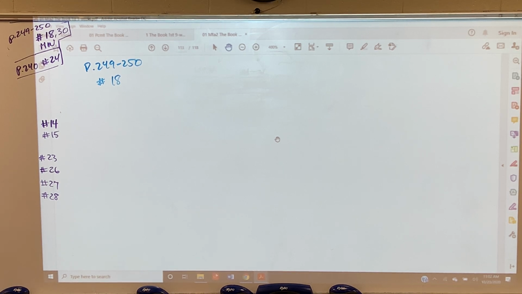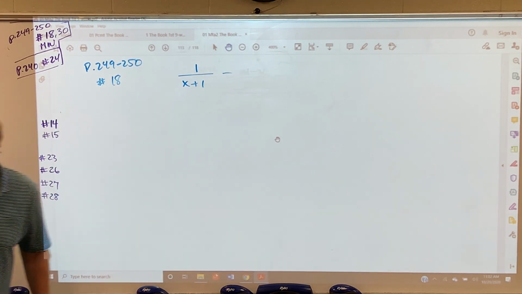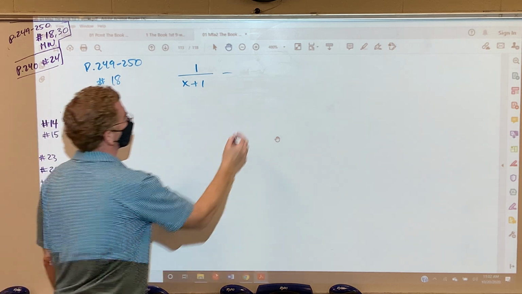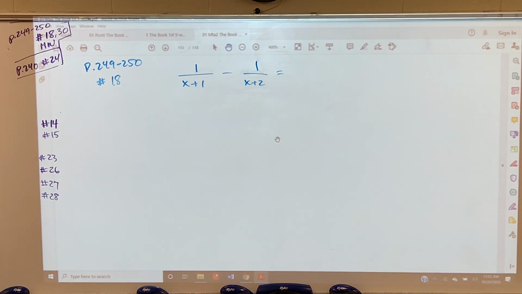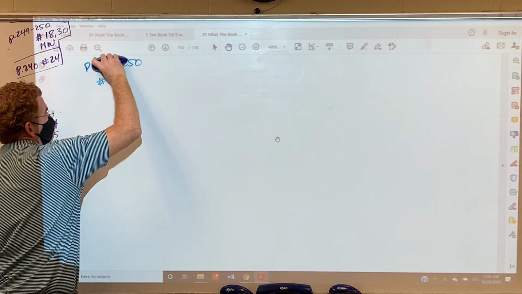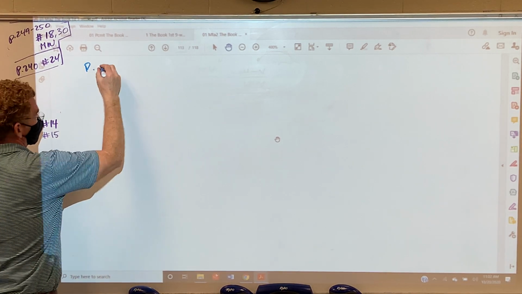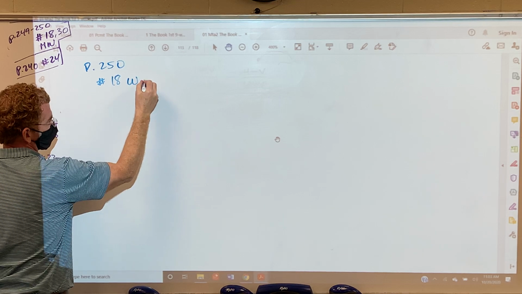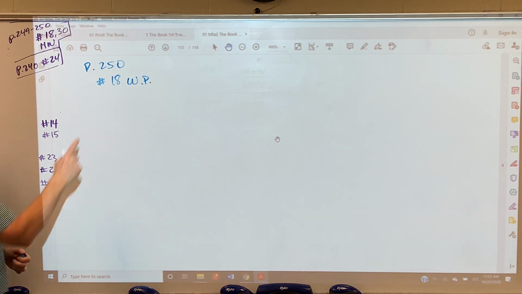Number 18, 1 over x plus 1, minus 1 over x plus 2. Wait, no, it's the word problem. So on page 250. Oh, number 18. Okay. So, page 250. Word problem. All right, so number 18, it's actually 251, sorry.